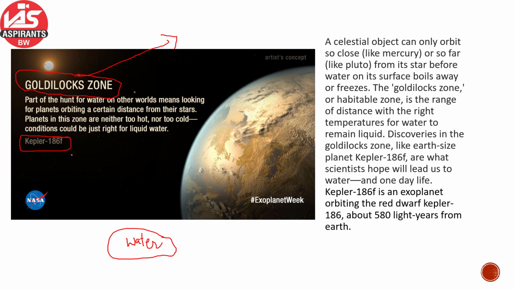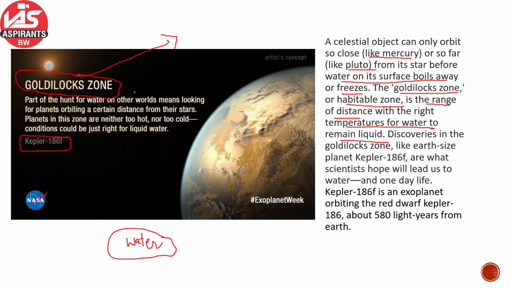So Kepler 186f in its planetary system is just like Earth here in our solar system, just at the right distance for the water to remain liquid. A celestial object can only orbit so close, like Mercury is very close, Pluto is very far. If it is very close, the water on the surface will boil away. If it's very far away, then the water would freeze. So Goldilocks zone is basically the habitable zone. It is that range of distance which has the right temperatures for water to remain liquid.